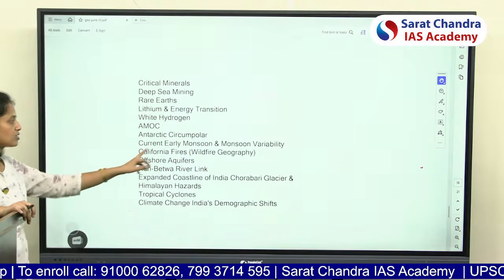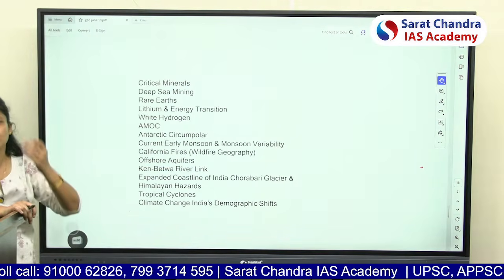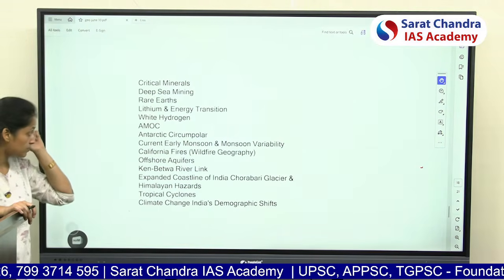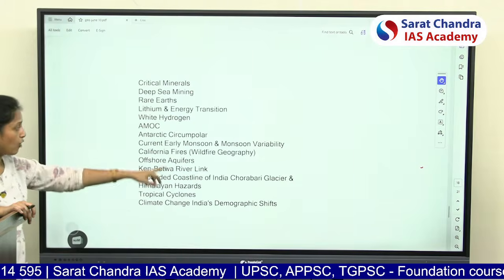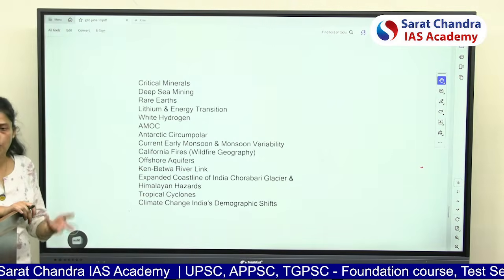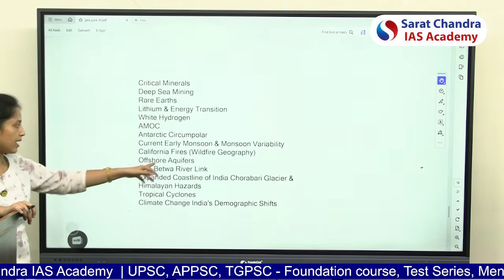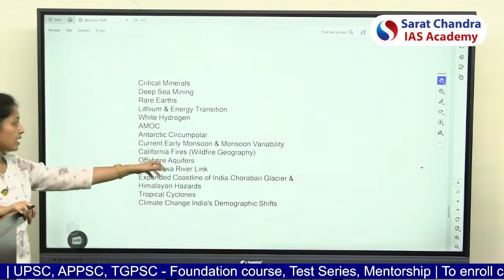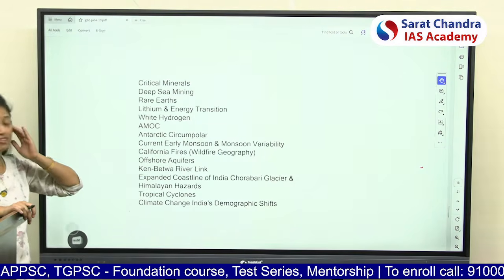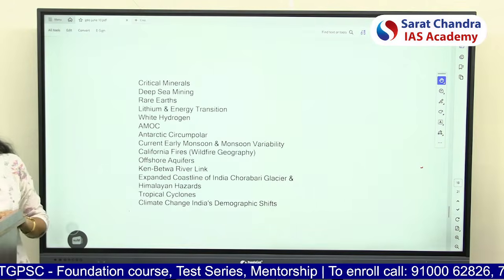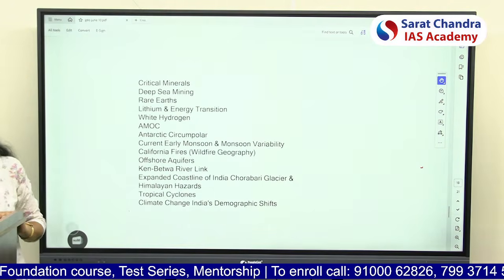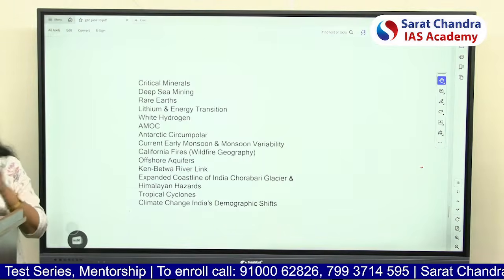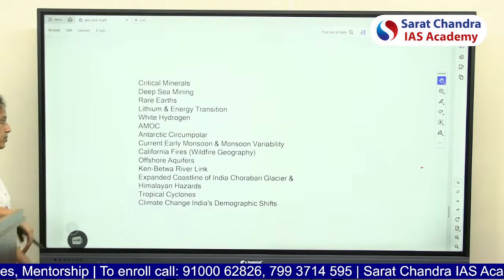Here, since the California fires were in the news, write the definition of forest fire. Example: the recent California fires. After that, offshore aquifers. In the topic of water scarcity, you can write this concept of offshore aquifers. After that, the Ken-Betwa river linkage. Yes, river linkage is also a very important topic under environmental geography. There we have the topic of river bodies and polar ice caps, no? So there, this will also be an important topic.